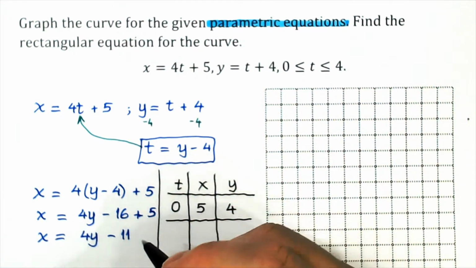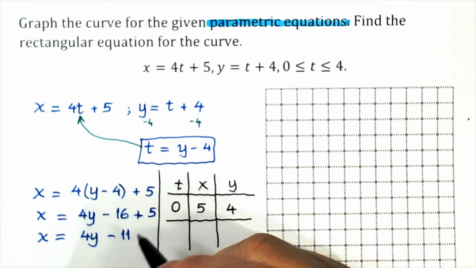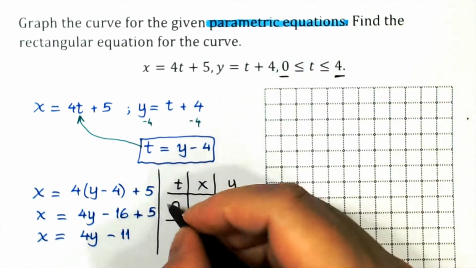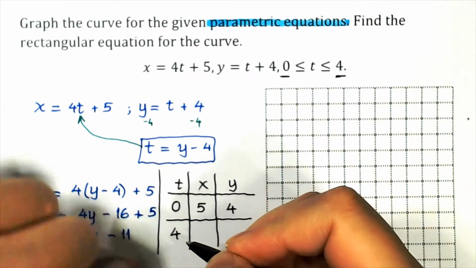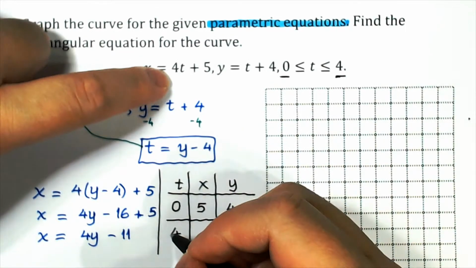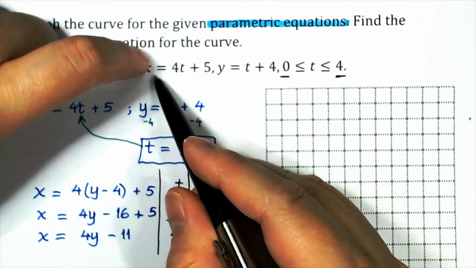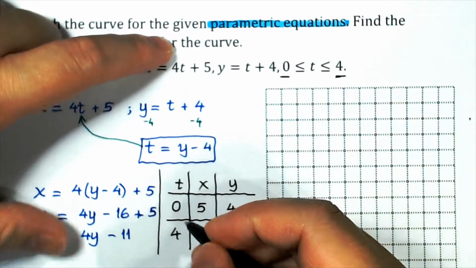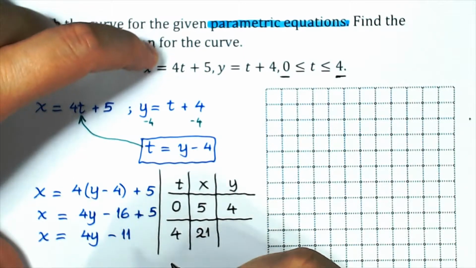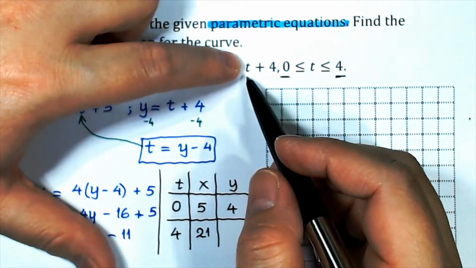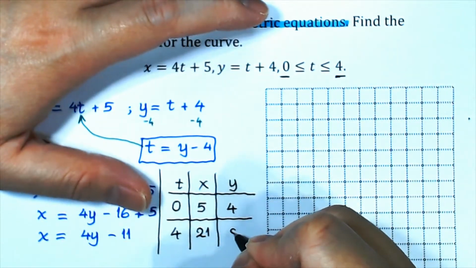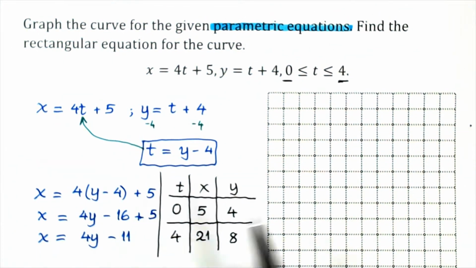And then we choose different values for t. We can choose t equal to 1, 2, but I'm just going to choose the end point, 4. Put 4 in for t. We have x equal to 16 plus 5, which is 21. And putting 4 in for t, y is going to be equal to 8. So we have this point.